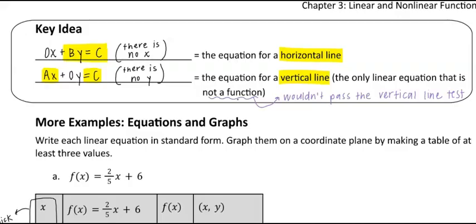If an equation has both x and y in it, that's what makes it a slanted line. So just y is horizontal, just x is vertical. If it has x and y, that's when it's slanted.